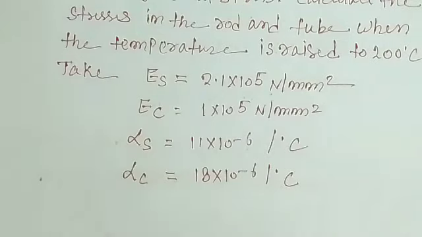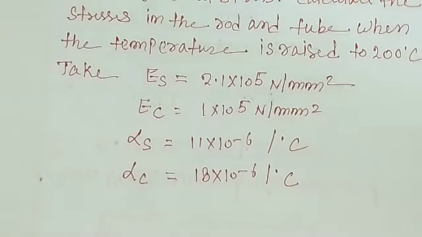So you have a steel tube whose external diameter is 30 and internal is 20. Inside the steel tube the copper rod is inserted whose diameter is 15, and these two are fixed at two ends, right, and they are at 10 degrees centigrade. There is no longitudinal stress, right. Calculate the stresses in the rod, means sigma S and sigma C, when the temperature is raised to 200 degrees centigrade, right. So the steel properties and copper properties are given.